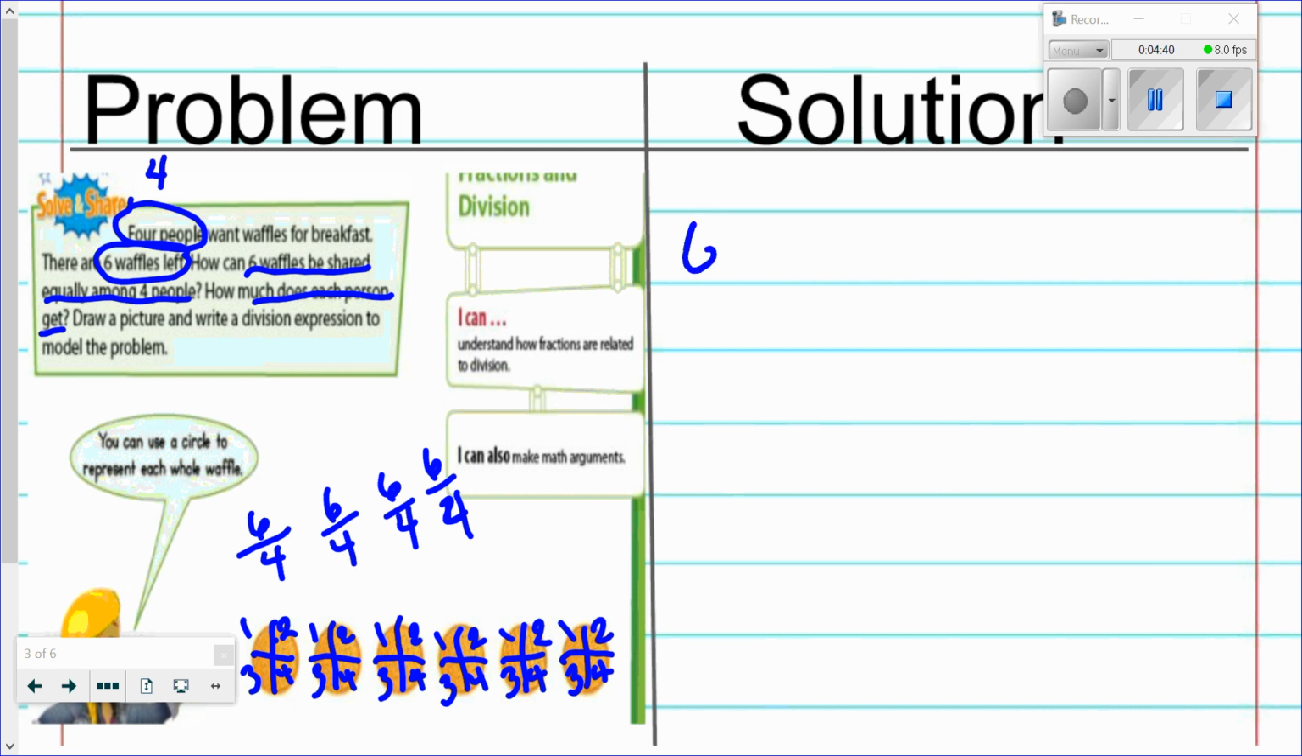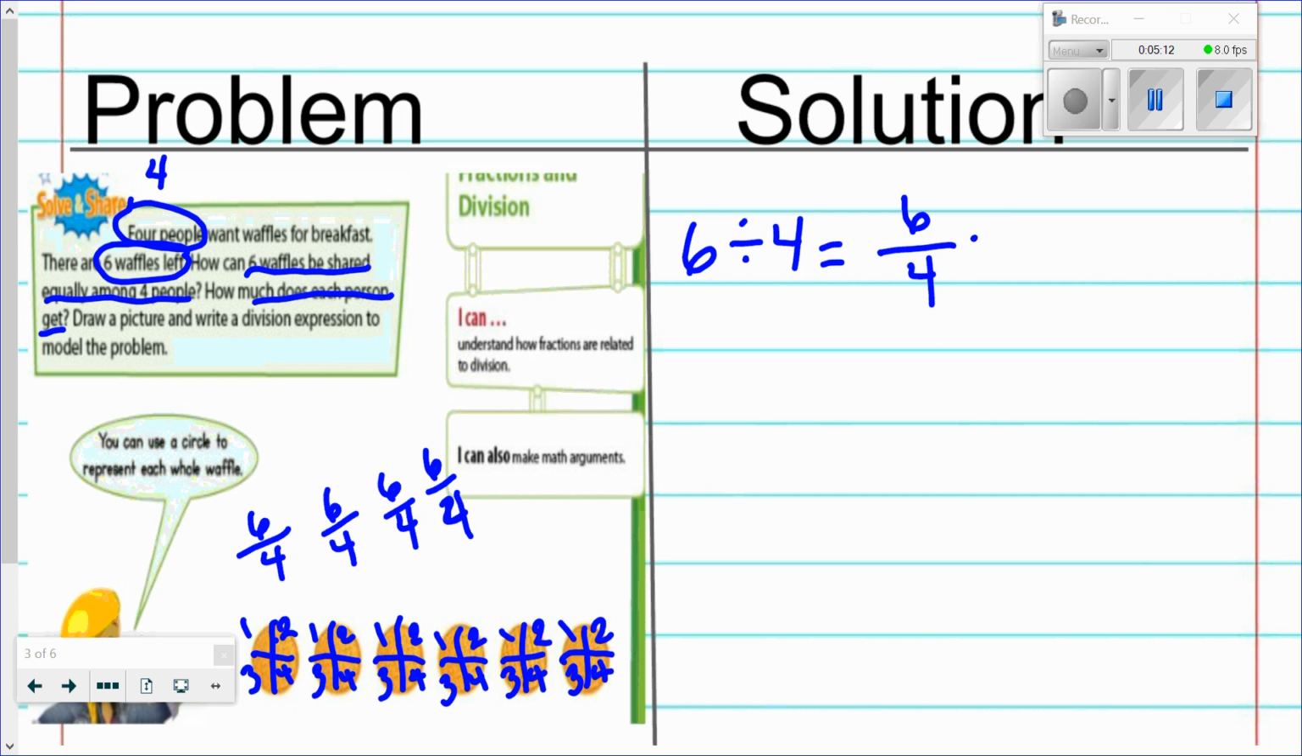So I've got 6 waffles that I'm trying to divide into 4 equal groups. Now, I want us to remember whenever we write a fraction, the fraction bar between our numerator and denominator means the same thing as division. So if I am dividing 6 by 4, I could write this just like this.